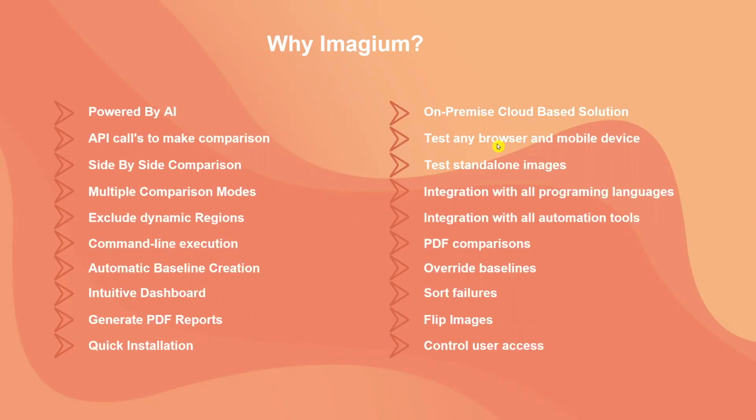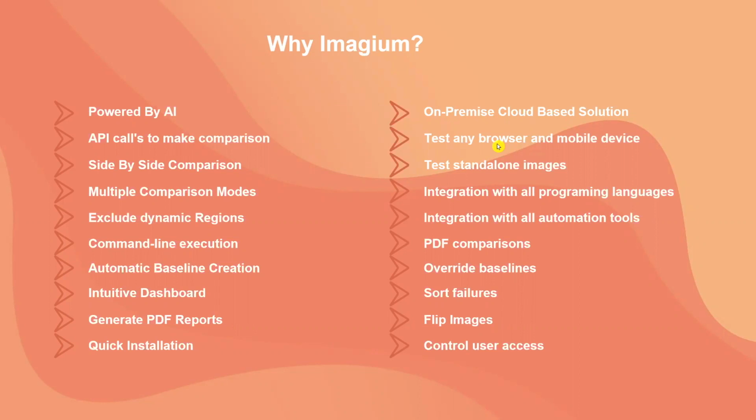There is integration with all programming languages and all automation tools, and PDF comparison is also an important use case. You could compare standalone PDF files. I believe that is one of the most tedious tasks for any team, PDF comparisons, right? A manual task would take years. Also, in case there is a new baseline, if you're running something and it fails, and you realize the current execution is the actual one and the previous one is obsolete, you could with one button click override the baseline with the current execution.